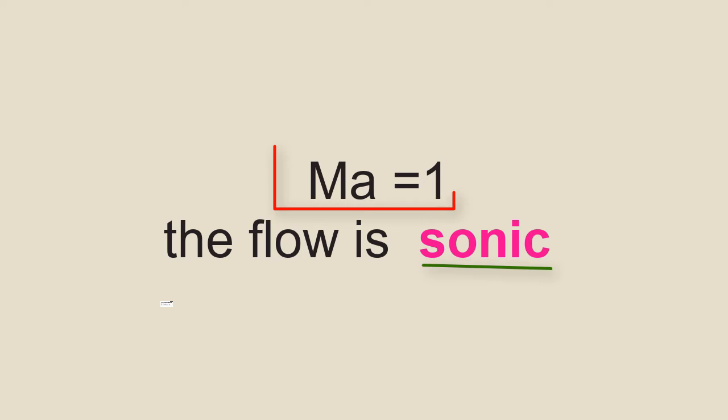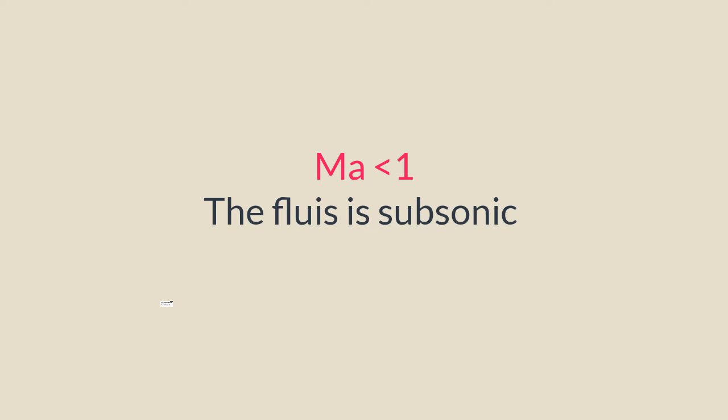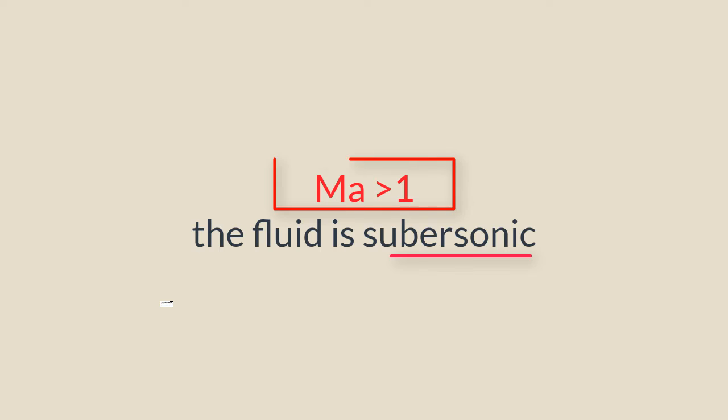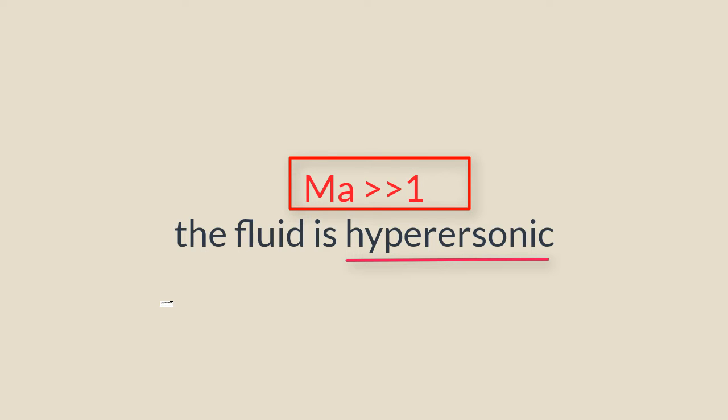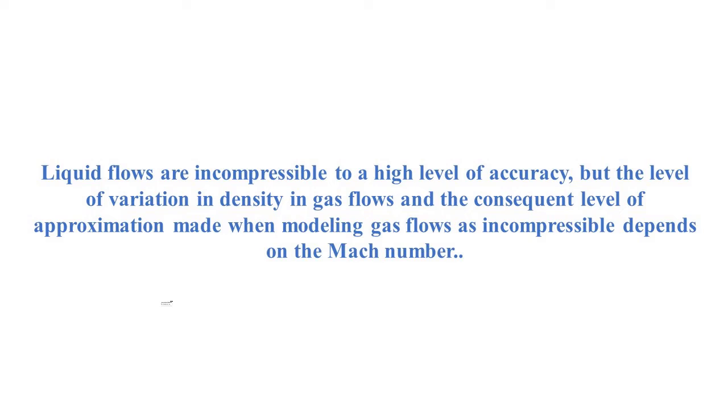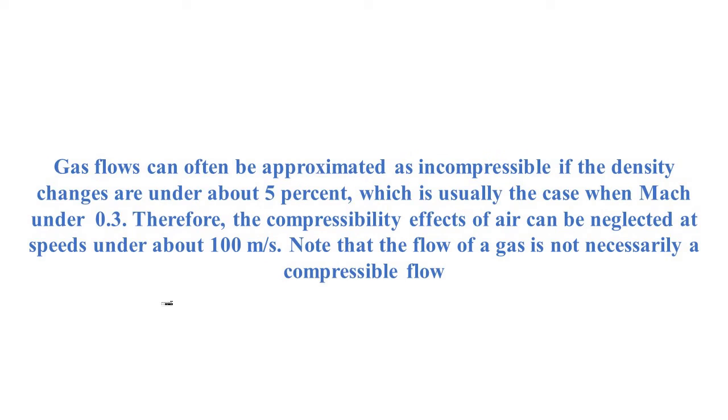A flow is called sonic when Mach equals 1, subsonic when Mach is under 1, supersonic when Mach is higher than 1, and hypersonic when Mach is much higher than 1. Liquid flows are incompressible to a high level of accuracy, but the level of variation in density in gas flows, and the consequent level of approximation made when modeling gas flows as incompressible, depends on the Mach number. Gas flows can often be approximated as incompressible if the density changes are under about 5%, which is usually the case when Mach is under 0.3. Therefore, the compressibility effects of air can be neglected at speeds under about 100 meters per second.